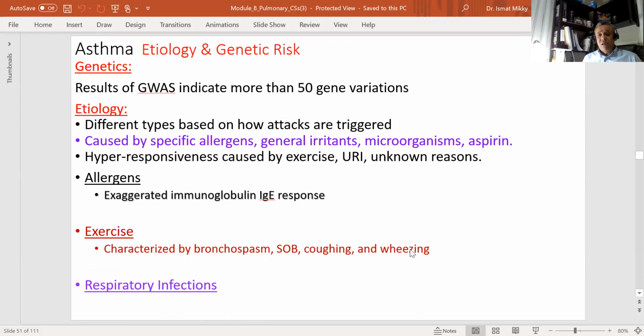The etiology: the allergens, there are different allergens, too many. Some patients would be allergic to animal dander, for example, dust mites, pollens, mold. All of these are going to exaggerate the immunoglobulin IgE response. And then the asthmatic attack would follow.